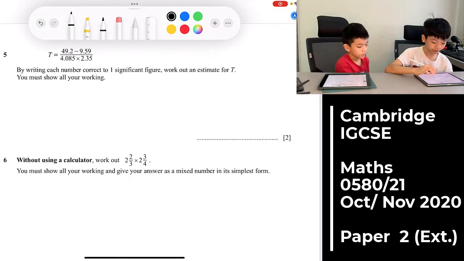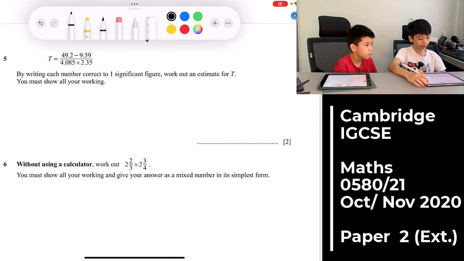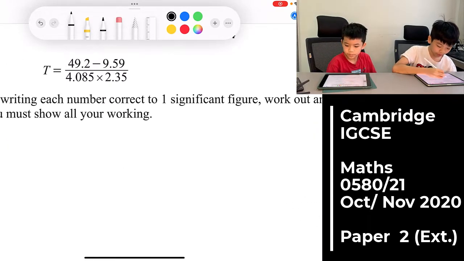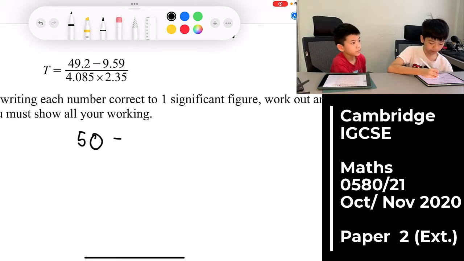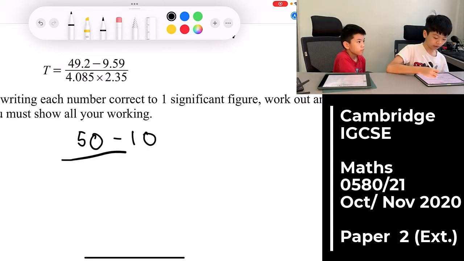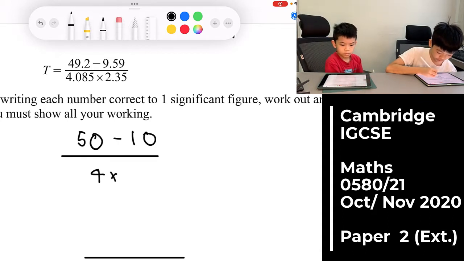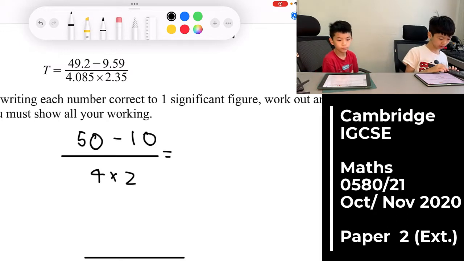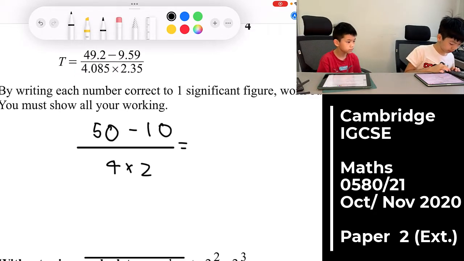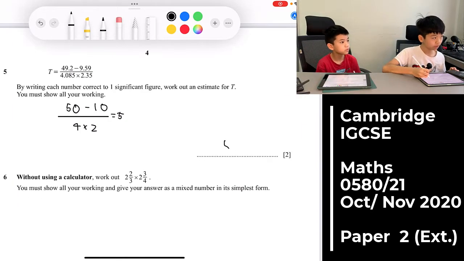Question 5. By writing each number correct to one significant figure, work out an estimate for t. You must show all your working. So for 9.2, rounded to one significant figure, 50 minus 10 divided by 4 times 2, which should equal 40 divided by 8, which is 5. So the answer is 5.